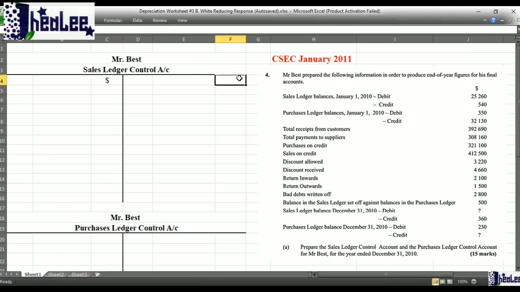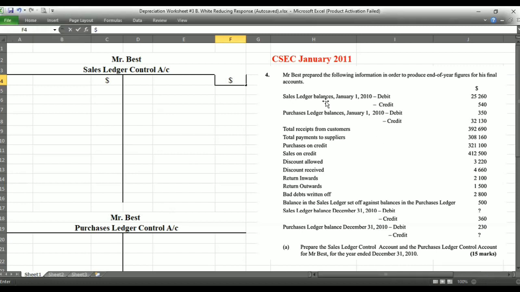So the first one we're seeing: sales ledger balance, January 1st, 2010. So the period, if you notice, it ends December 31st, 2010 and begins January 1st, 2010. These figures that are presented to you at January 1st, these are your opening balances. So sales ledger balances, January 1st, 2010, debit balance. And you're seeing sales ledger balances, January 1st, 2010, credit balance.